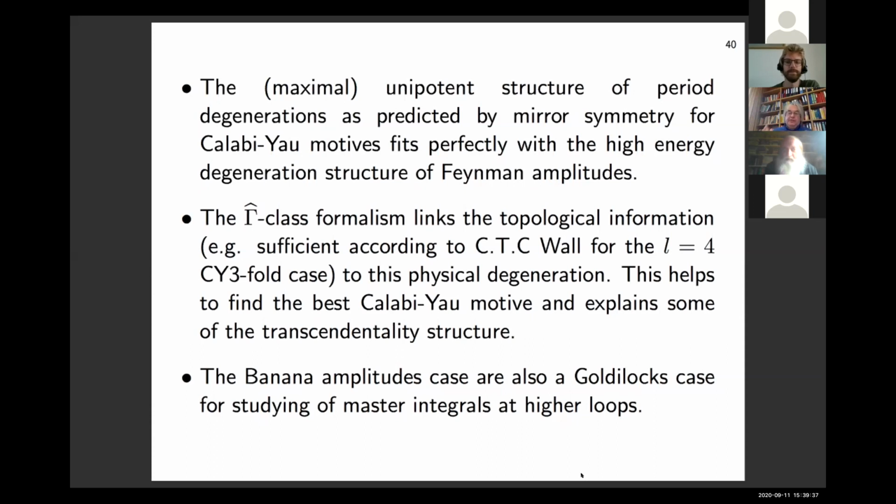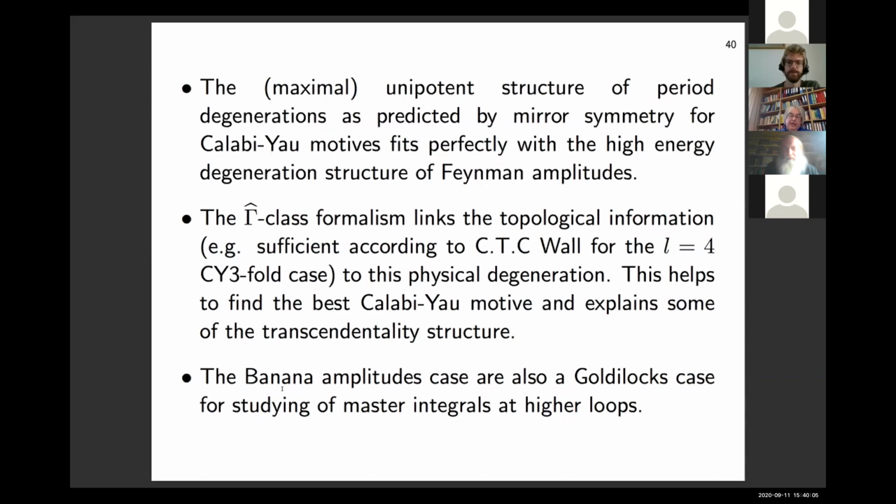And also, what is nice about this gamma formalism is that it explains some of this transcendentality structure, because after all, you're just expanding a gamma function, and that's why you get all this Zeta structure. And maybe if you do the master integrals, you can also get higher multiple Zeta functions, but for this integral, you never get higher multiple Zeta functions, because it's just that you expand gamma functions.